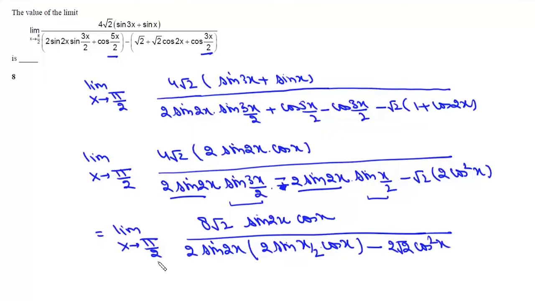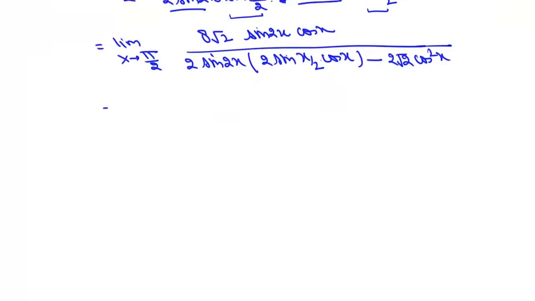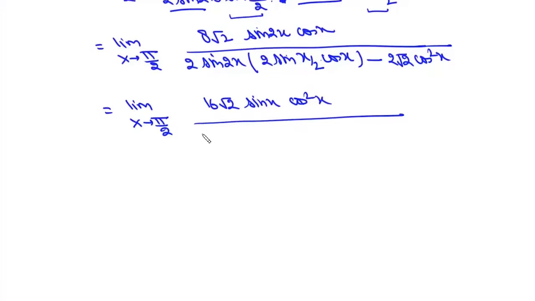Now since the limit is x tends to pi by 2, we have a problem with cos x. So what we'll do is we'll write sin 2x as 2 sin x into cos x. So now we'll write this limit as, x tends to pi by 2, 16 root 2 sin x into cos square x, and here it will be 8 sin x into sin x by 2 into cos square x minus 2 root 2 cos square x. Now cos square x will cancel.